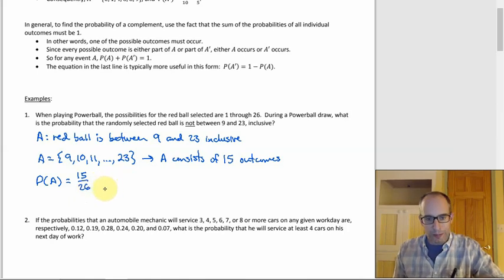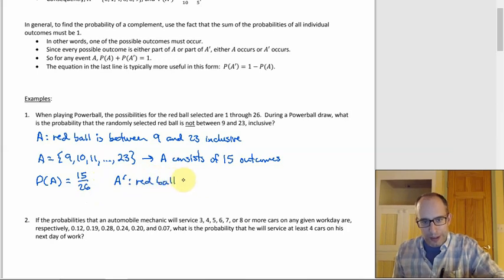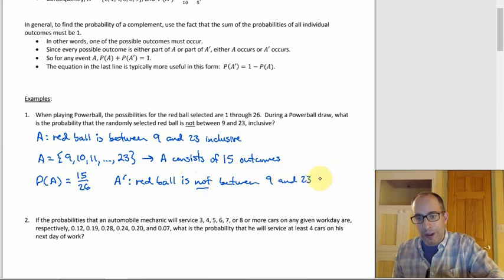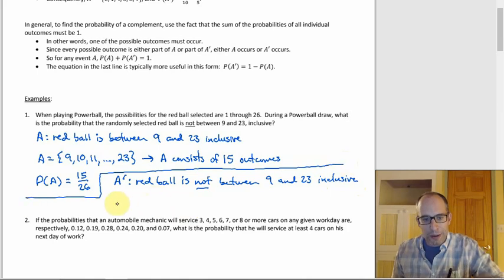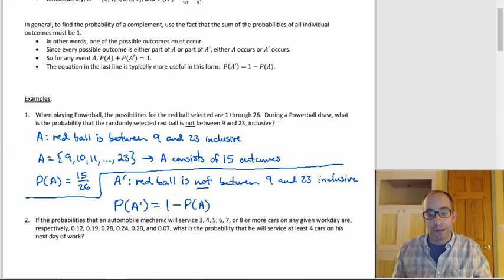All right, but then A prime, or A complement, is that the red ball is not between 9 and 23 inclusive. So A complement is the thing we're trying to get here. And I can section this off, because now we're finally getting to it. The probability of A complement would be 1 minus the probability of A, right? Because whatever red ball comes up, it's either between 9 and 23 inclusive or it's not. Those are your only two options.